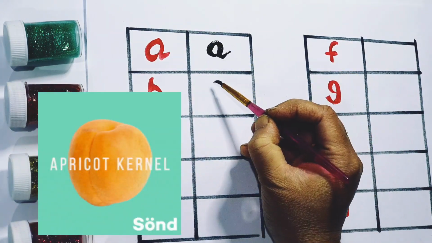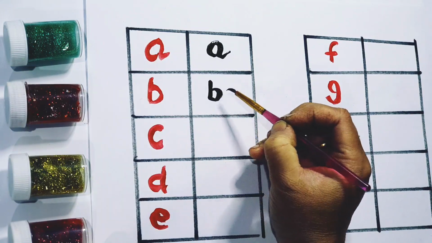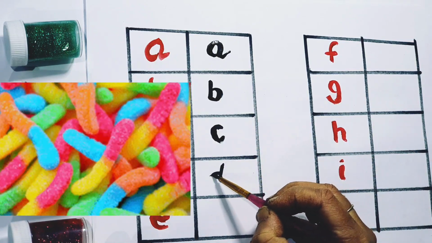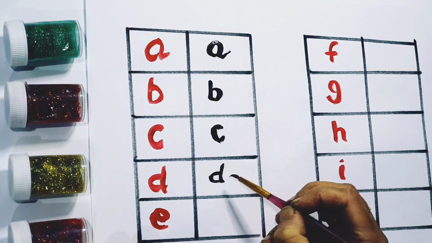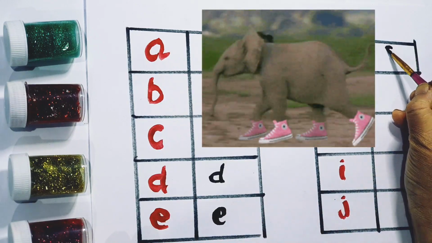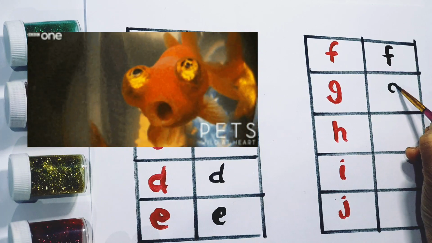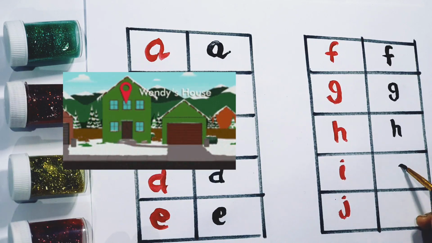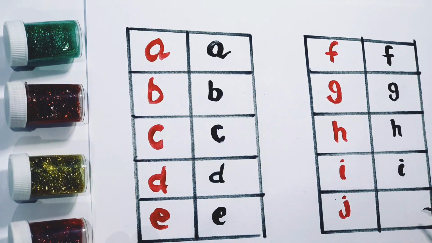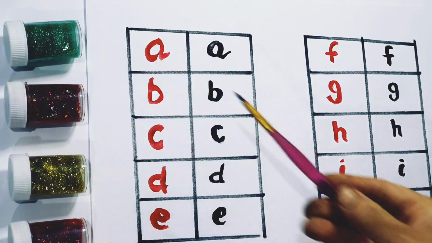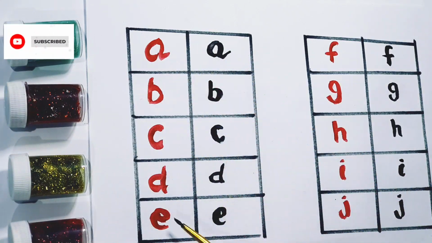A for apricot. B for butterfly. C for candy. D for dog. E for elephant. F for fish. G for guitar. H for home. I for import. J for joker. A, B, C, D, E, F, G, H, I, J.